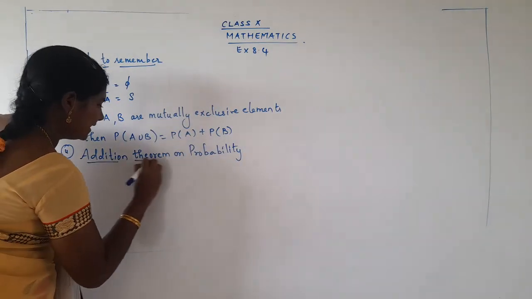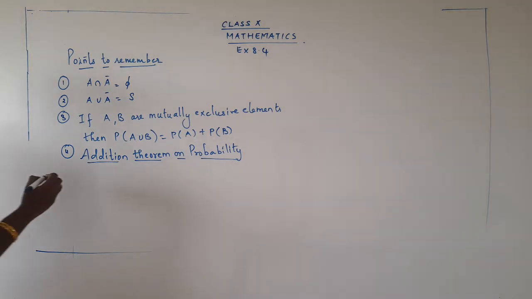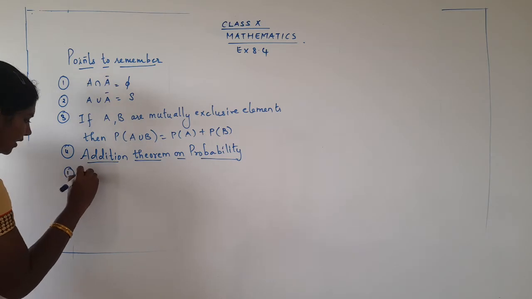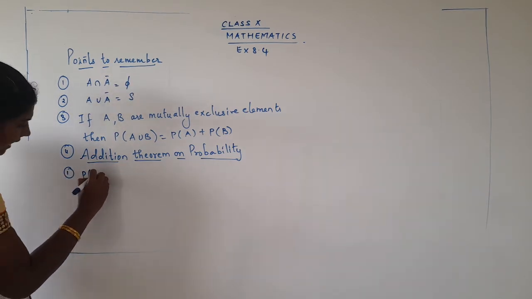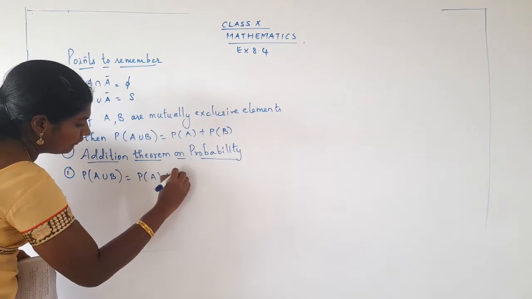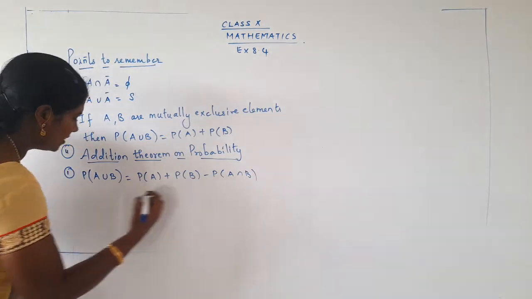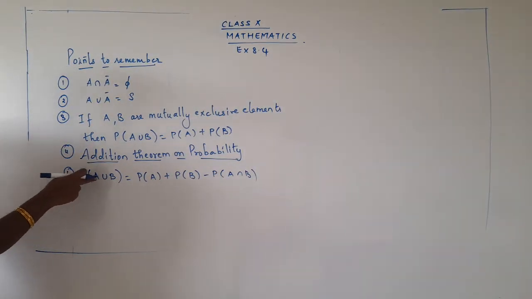Give the next heading as addition theorem on probability. We have two formulas over here. First one, P of A union B is equal to P of A plus P of B minus P of A intersection B. This is for two events A and B.